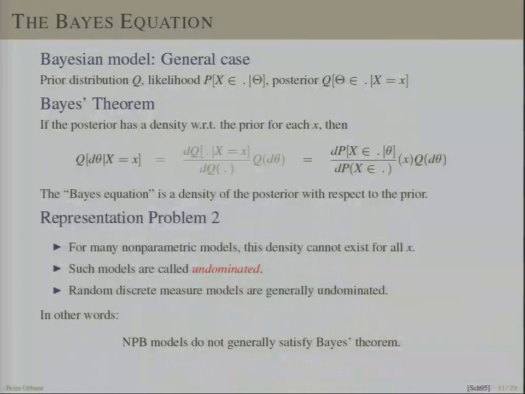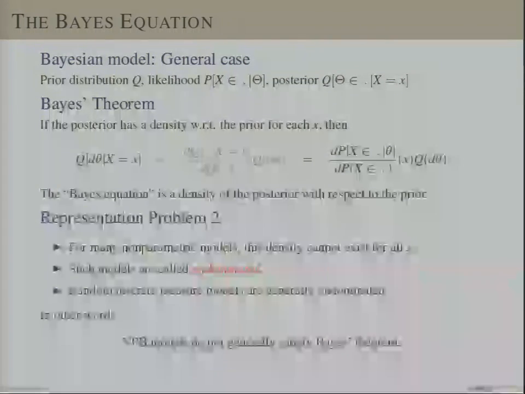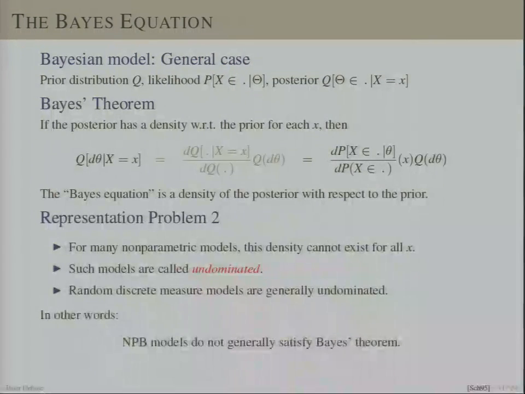And models for which, so basically families of distributions for which it is not possible to make them all absolutely continuous with respect to one distribution, are called undominated models. Yeah? Otherwise, if that is possible, then you say that this measure dominates the family. Yeah?